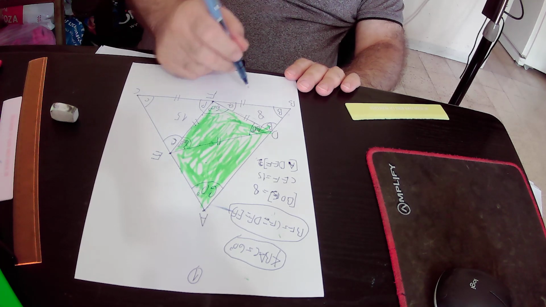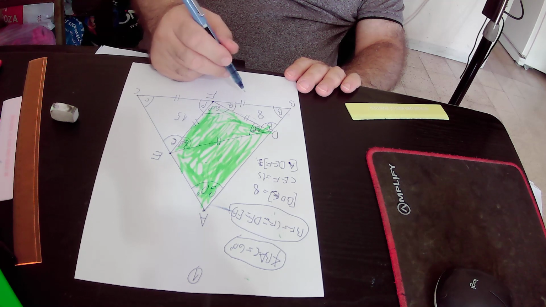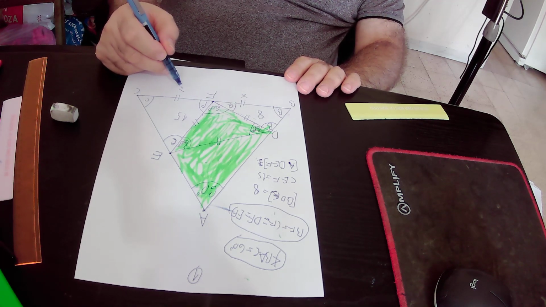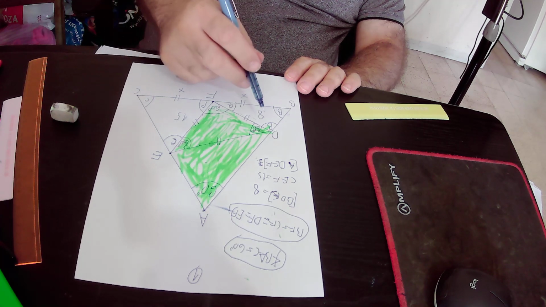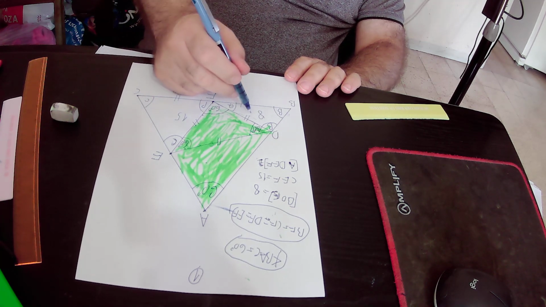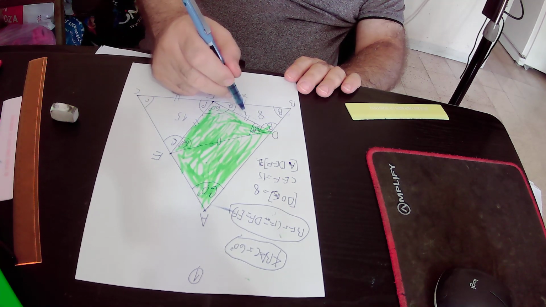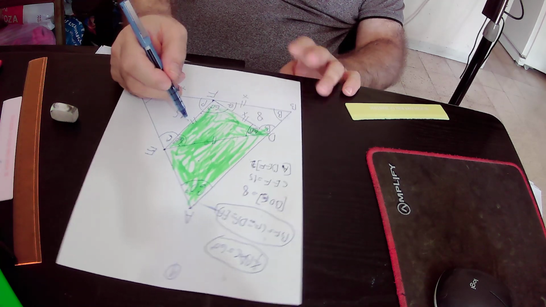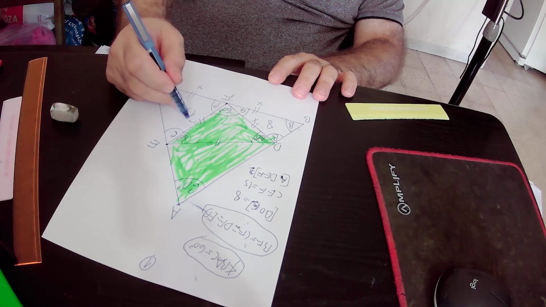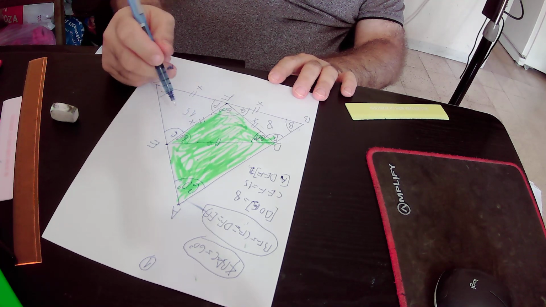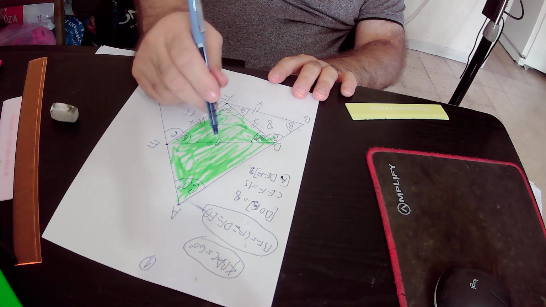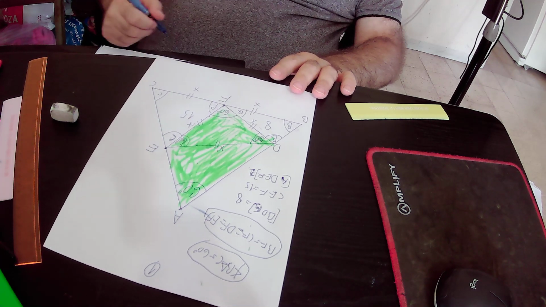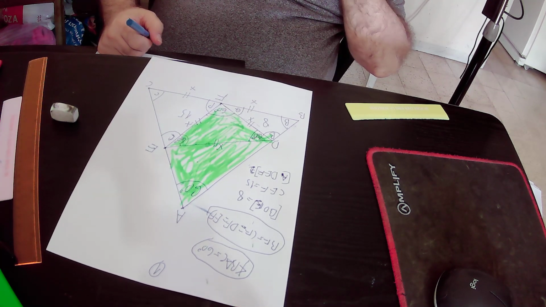So if side BF is x, then side FC is also x, and if side DF equals x, then side FE also equals x, and side DE also equals x. Okay.